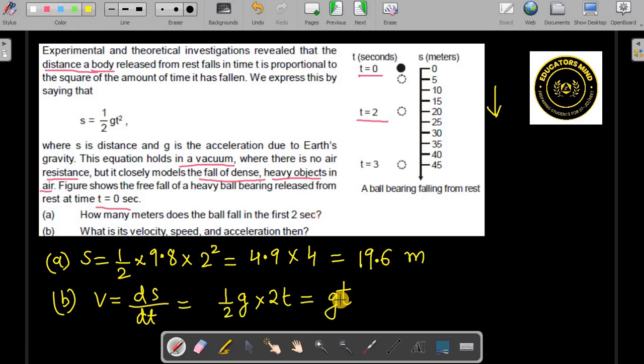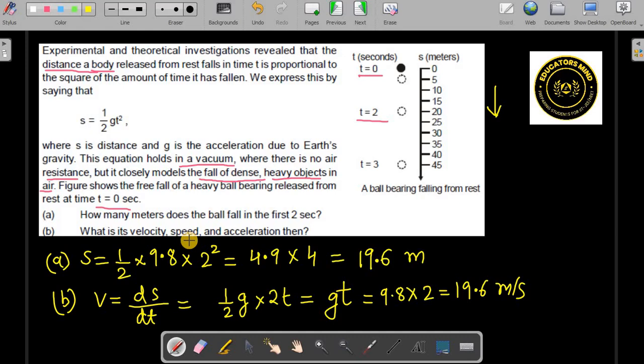So now at 2 seconds you can just substitute the values. So what will be the value? g is 9.8 into 2. So that will also be 19.6, isn't it? But this is meter per second. This is the speed, velocity. So velocity and speed are the same here, isn't it? At that point, what are its velocity, speed, and acceleration.